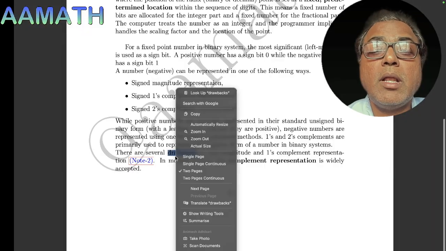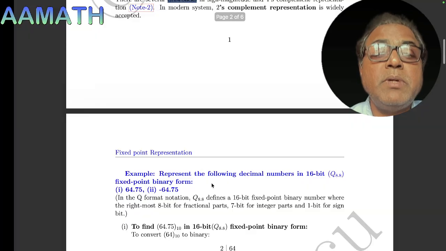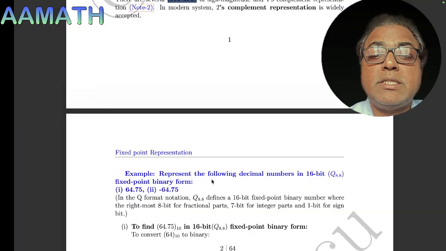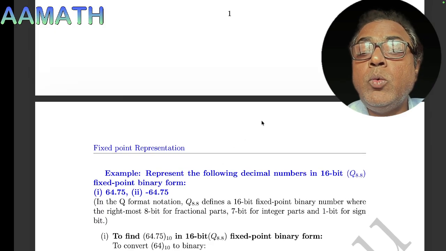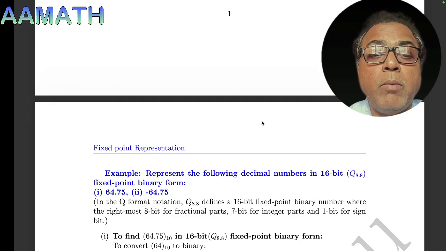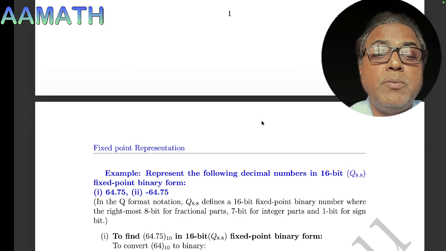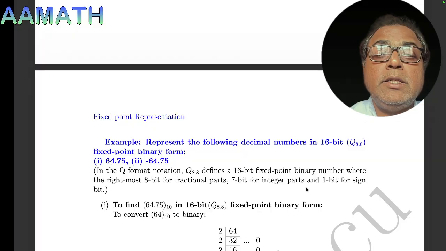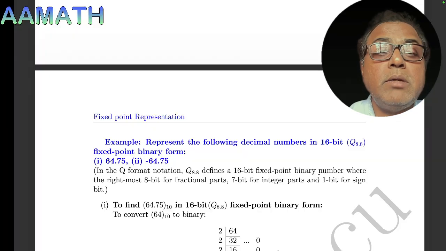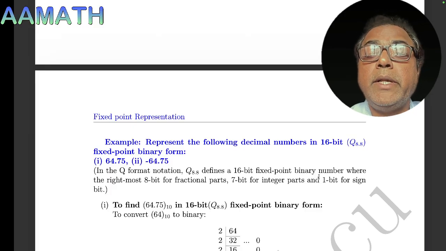Consider an example. Represent the following decimal numbers in 16-bit Q8.8 fixed point binary form. Number 1, 64.75, and number 2, minus 64.75. Actually, Q8.8 means a 16-bit fixed point binary number where the rightmost 8 bits are for the fractional part, 7 bits for the integer part, and 1 bit for the sign bit.